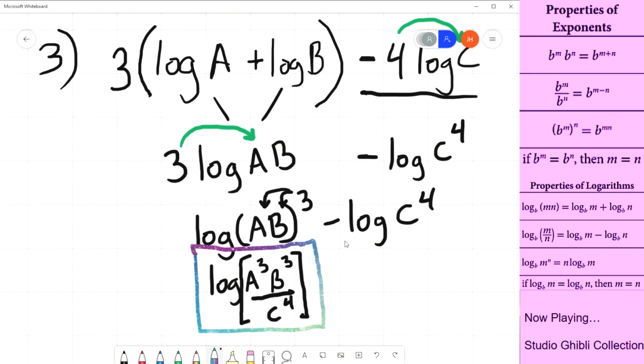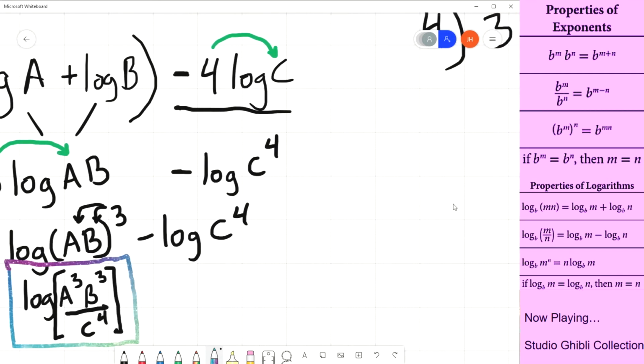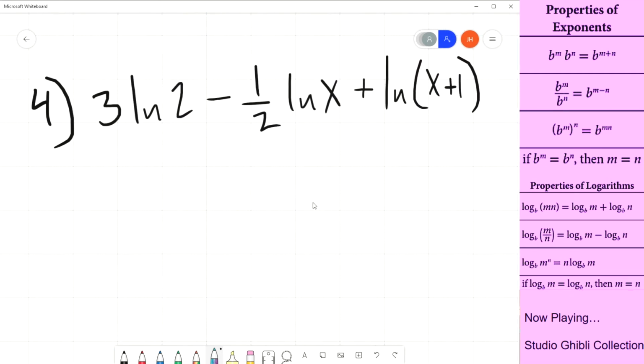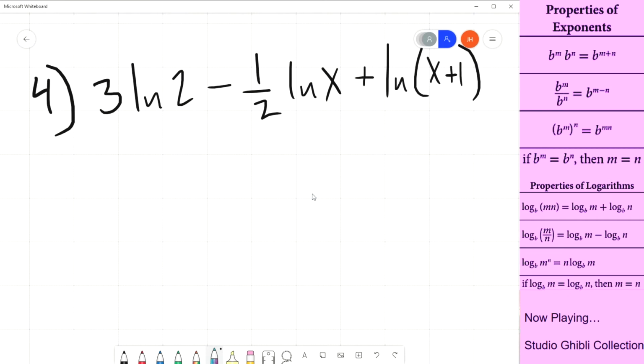Excellent. Let's do one more of these simplifying log examples before we do anything too crazy. So here I have 3 ln of 2 minus 1/2 ln x plus ln of x plus 1. So let's see what happens here. I should probably get rid of my coefficients first. So I'm going to first get rid of my coefficients. So I'm going to put 3 in the power of 2 and 1/2 into the power of x.